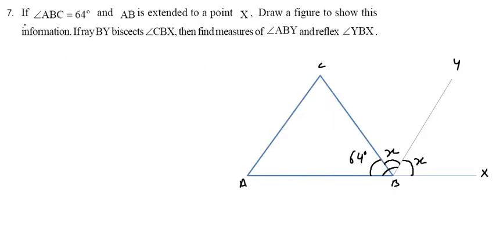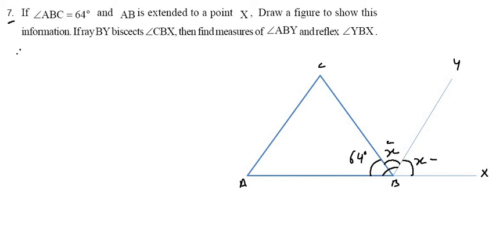Now come to the 7th question. What will happen in this question? Angle ABC, you can see, is 64 degree, and AB is extended to X. Draw a figure to show this information. It is the drawing of the figure. The ray BY bisects, so these angles are equal, X and X, bisecting this angle CBX. Then find the value of angle ABY. Where is the angle ABY? You can see here ABY, this angle. So we can write here.